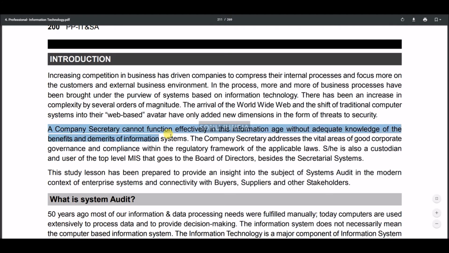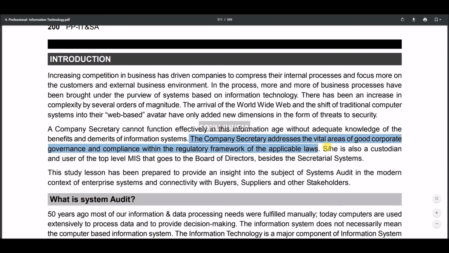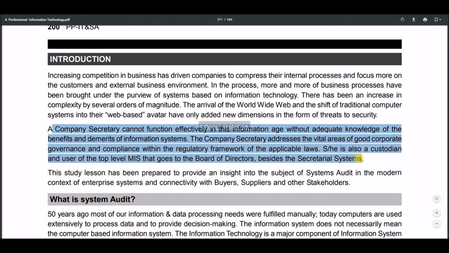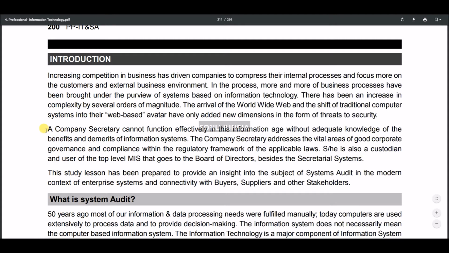A company secretary cannot function effectively in this information age without adequate knowledge of the benefits and demerits of the information system. The company secretary addresses the vital areas of good corporate governance and compliance within the regulatory framework of the applicable laws. He is also a custodian and user of top-level MIS that goes to the board of directors, besides the secretarial system. So this was something about the introduction of the company secretary with respect to information technology.